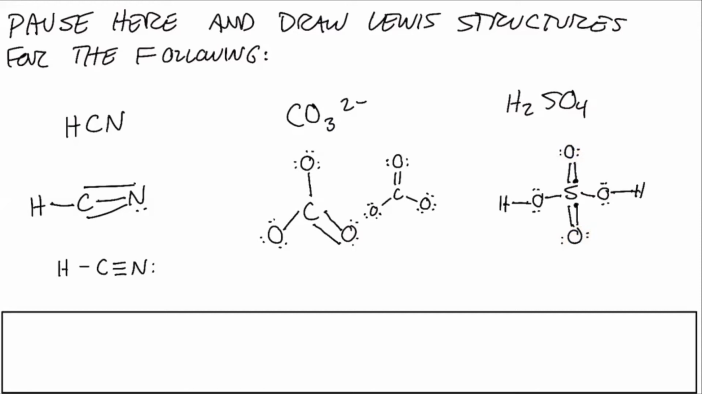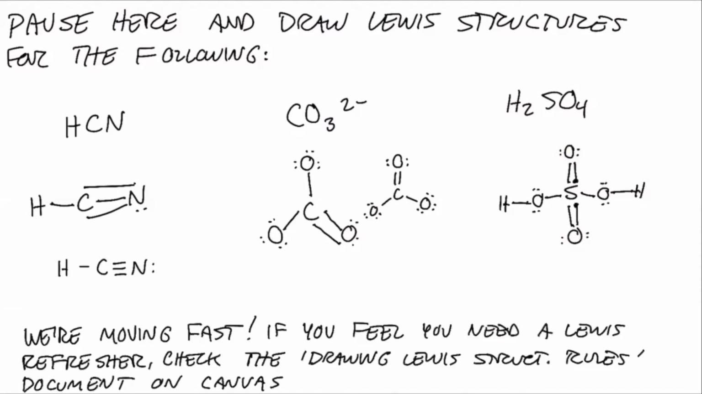And don't worry about knowing any of these names. You don't need to right now. What you need to be able to do is to translate between formulas and Lewis structures to start. So hopefully those went well. And if you are still sort of a little bit unsure, it may feel like a million years since you took Gen Chem. If you need a refresher, there's a Drawing Lewis Structures rules document on our Canvas page. Go ahead and look at that. And that has a nice step-by-step breakdown.